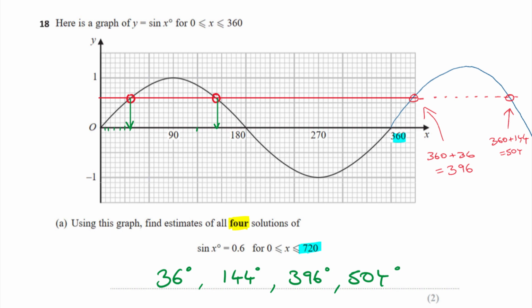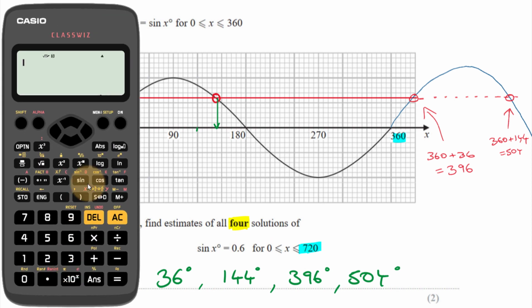Now I can just double check that on my calculator because I can just type in sine of each one of those and check it's more or less where it is. So sine 36, that's 0.587, kind of rounds off to 0.6. It's not totally accurate. We're drawing a graph, aren't we? So as long as it's in the ballpark, I'm kind of happy. Sine 144, yep, 0.5877, that's pretty close to 0.6.